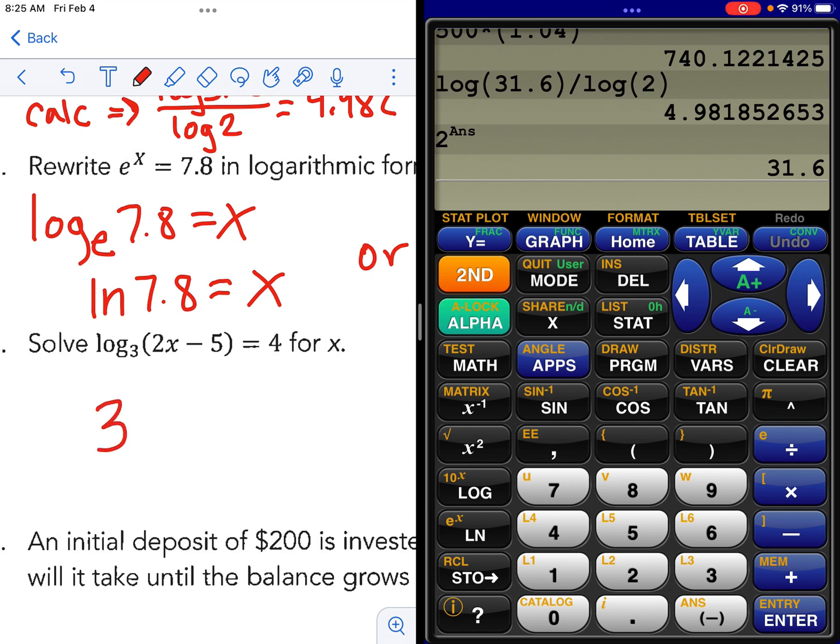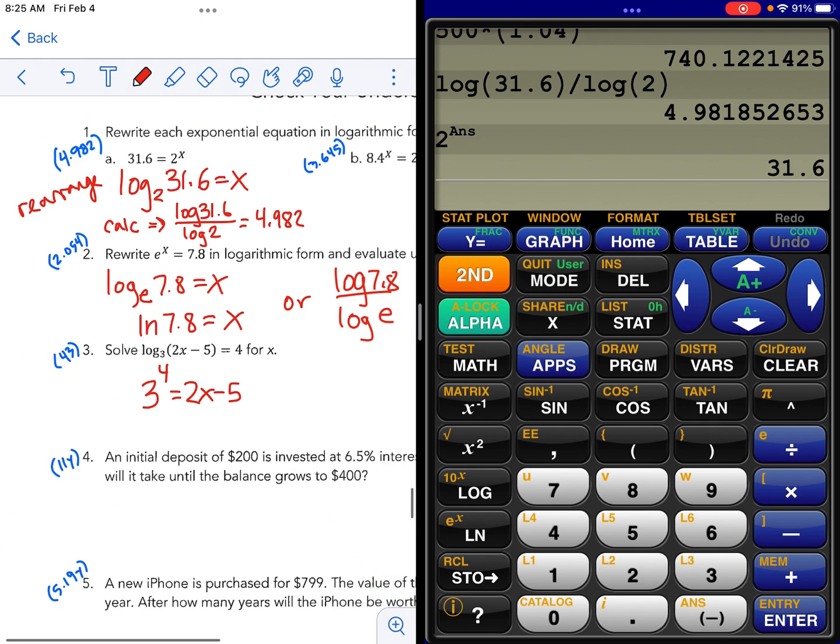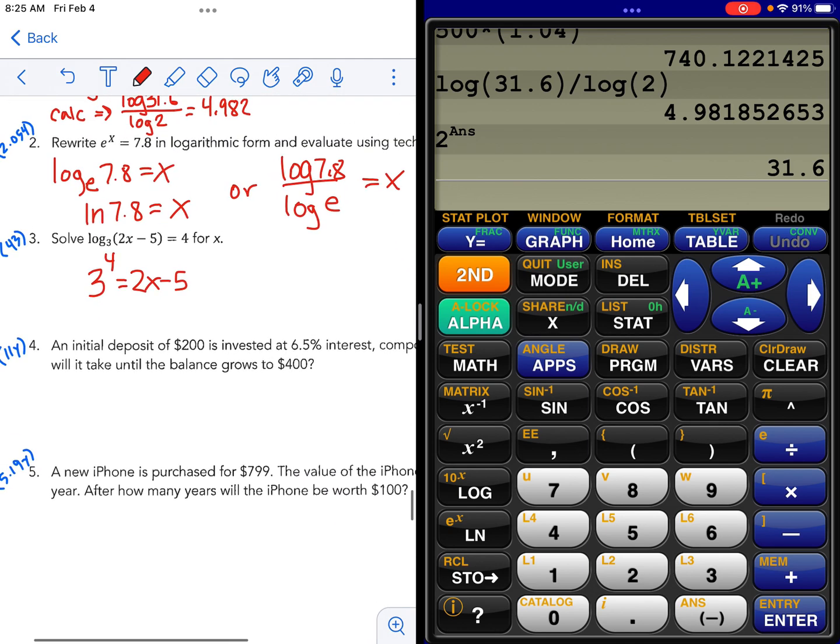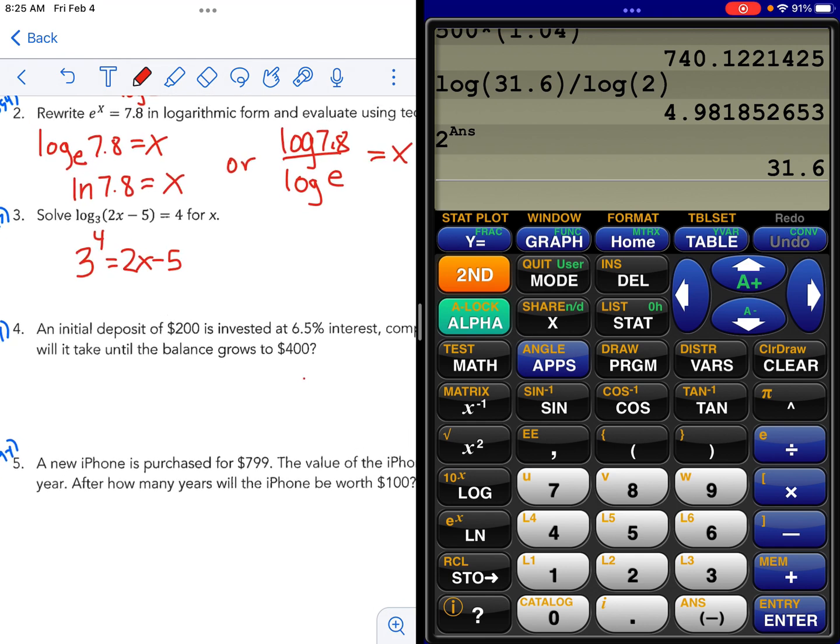So this one, the way we solve for x is we rewrite it. We have 3 to the 4th power equals the answer, and the answer is 2x minus 5. So once we have 3 to the 4th power, we can get that number and go ahead and solve for y. So I'm going to let you finish that solving. And then we have a couple of applications here.